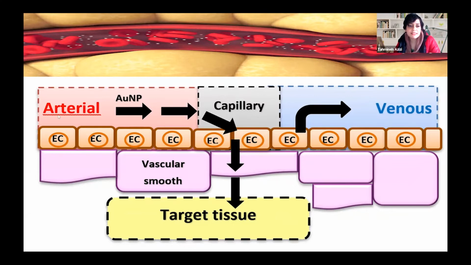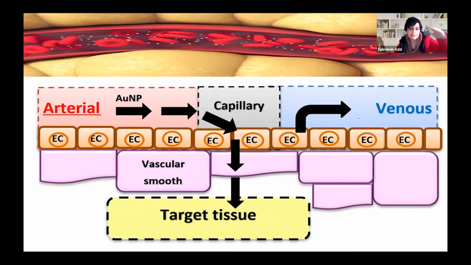So I have this picture of what will happen, for example, for these nanoparticles or drug. The drug is coming from the arterial side and then going to the capillary and then going to deep tissue. The target tissue can be a tumor cell or any tissue that we are targeting with our medicine or drug. And then some of the remainder of this drug is going to go to the venous side again.